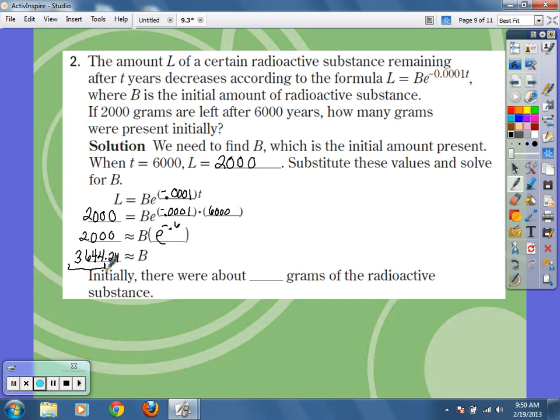The book cuts it off to 3,644. The book also gave me a decimal approximation for this e value, which I disagree with. I think you should keep the entire number as long as possible, okay? Initially, there were about, you can even round it if you wanted to, but I'm just going to leave it with 3,644 grams of the radioactive substance. With these irrational numbers, keep as much of the number for as long as you can in your calculator.